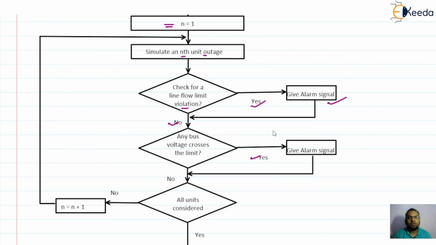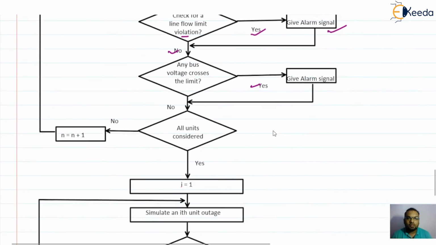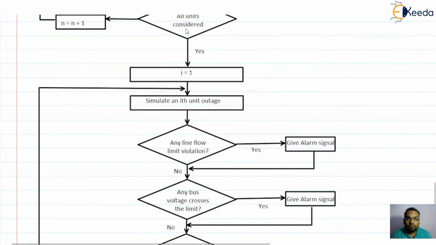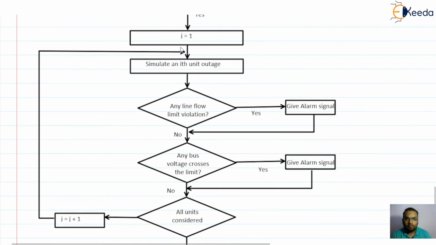This is related to the generator unit outage. We may have one more type of contingency, that is the line outage. Let's say this i is indicating the line. Once we have considered all the units, now let us simulate for the lines. Let i equal to 1, that is the first line considered. Simulate the ith line outage. Here I must write line outage. So for the ith line outage, just check for any line flow limit violation. If it is there, if yes, give the alarm signal.